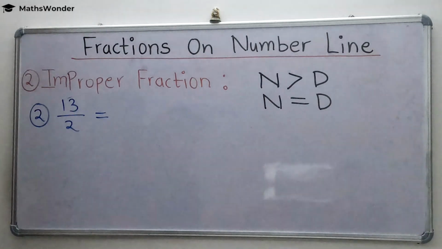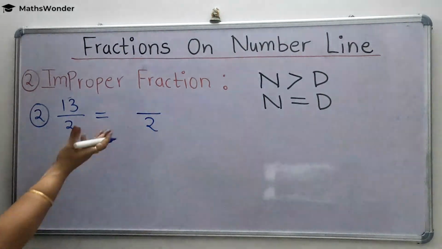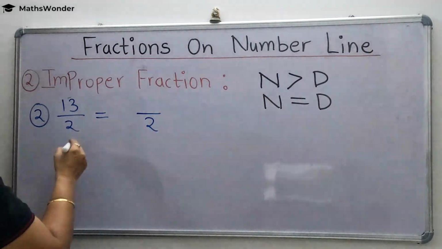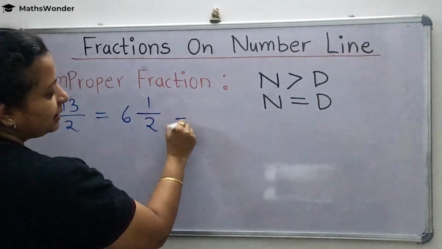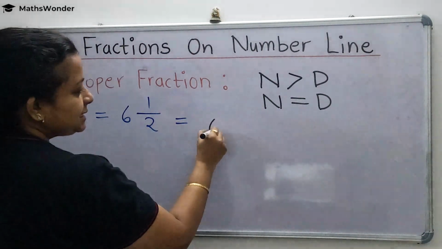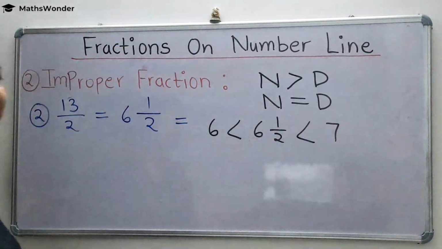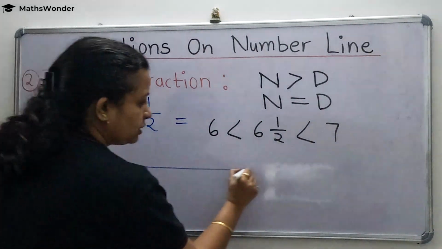What is the mixed fraction? Tell me. 6 and 1/2. 6 and 1/2 means greater than 6 but less than 7, isn't it? Yes or no? Yes. Now come to the number line and understand the concept.